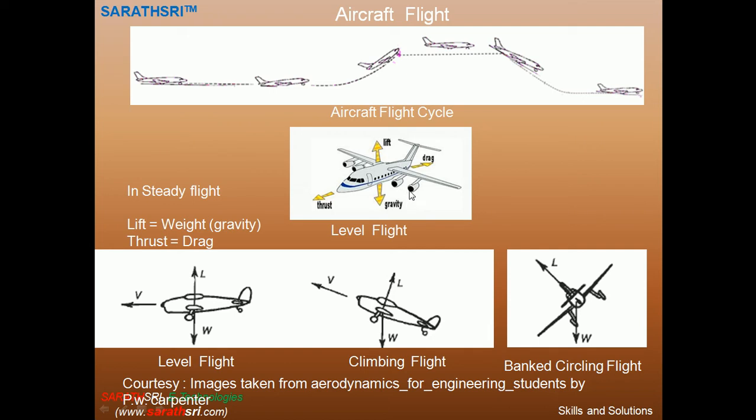For example, in steady flight, where lift is exactly equal to weight, the aircraft cruises with uniform velocity. But in a climbing flight, the aircraft has to tilt upwards, whereas in banking, it has to turn right or left. These images are taken from one of the textbooks, and now it will be discussed how these things are done to achieve a smooth flight.